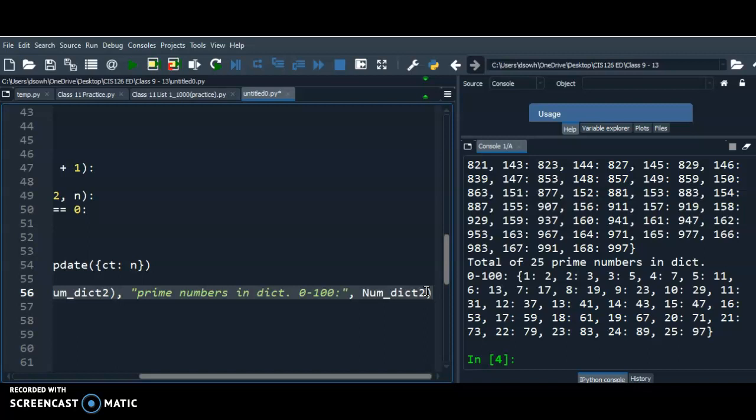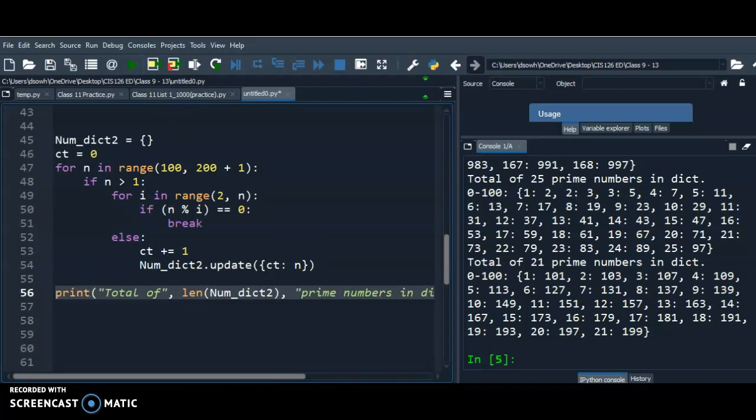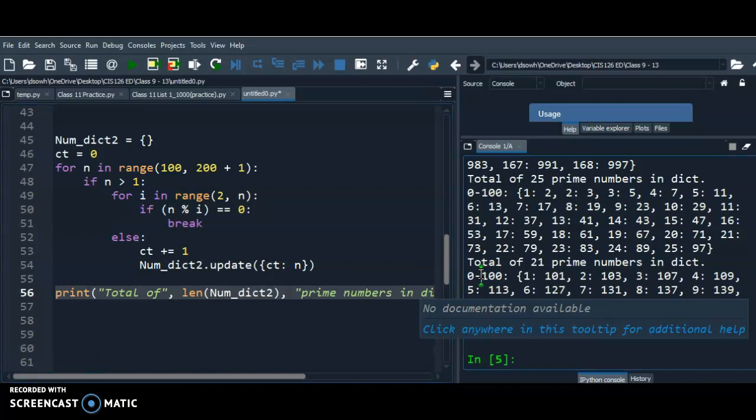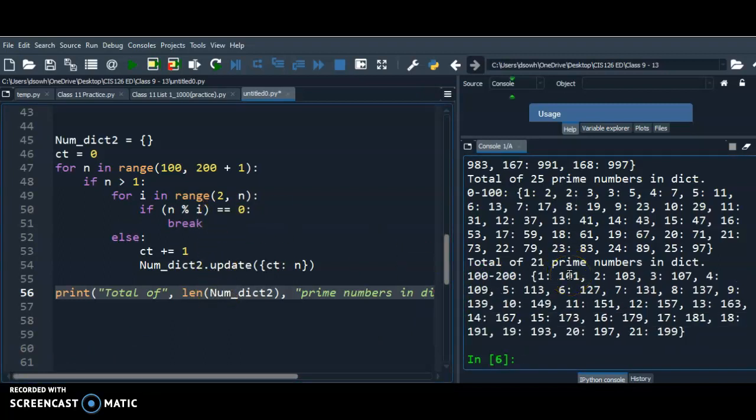Okay, now I'm gonna run it. Okay, it went good now. There are 21 prime numbers in dictionary from 100 to 200. Okay, now it's good. I get 21 prime numbers in dictionary from 100 to 200.